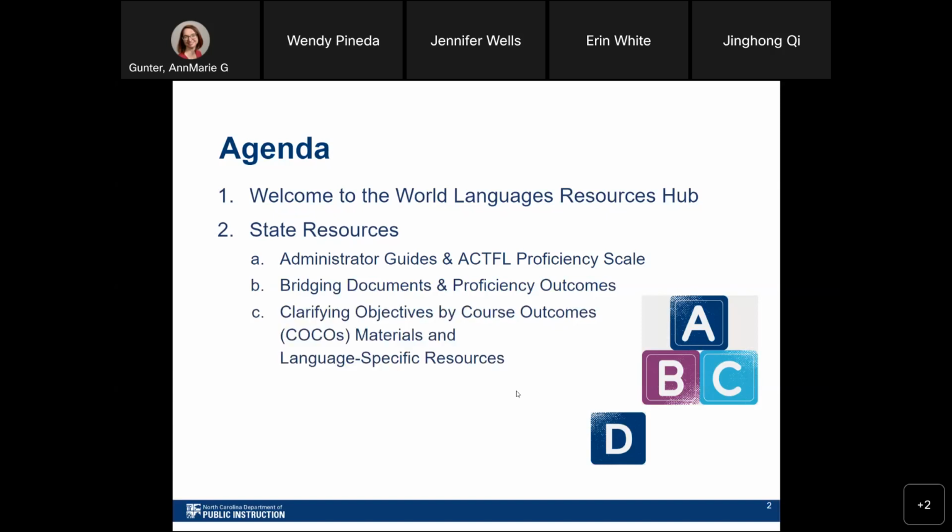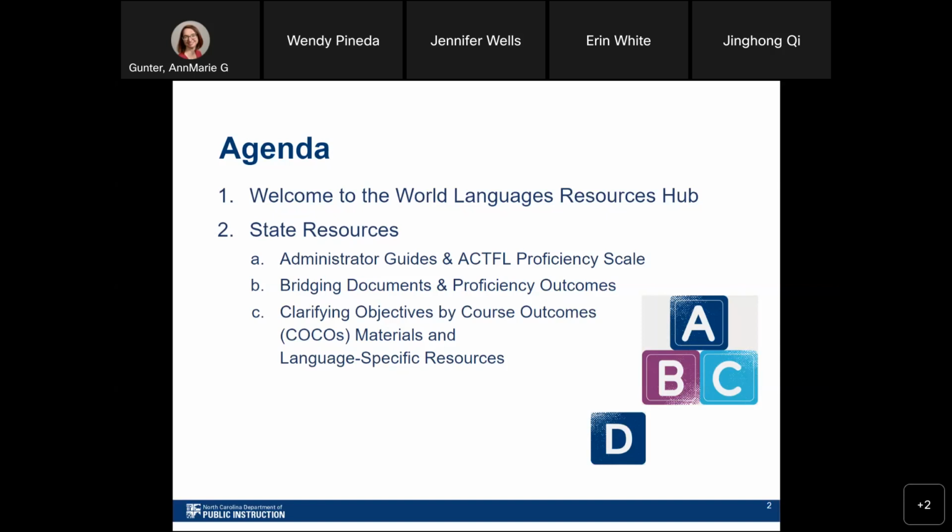The C is for the clarifying objectives by course outcomes, or COCOs. These are standards-based curriculum writing documents that allow teachers or others to write a curriculum or local pacing guide, making sure they're adhering to the clarifying objectives for each course they're teaching. Again, they focus on the proficiency outcomes and that proficiency scale, but they're also a resource for you to use locally in a number of ways as a coordinator.